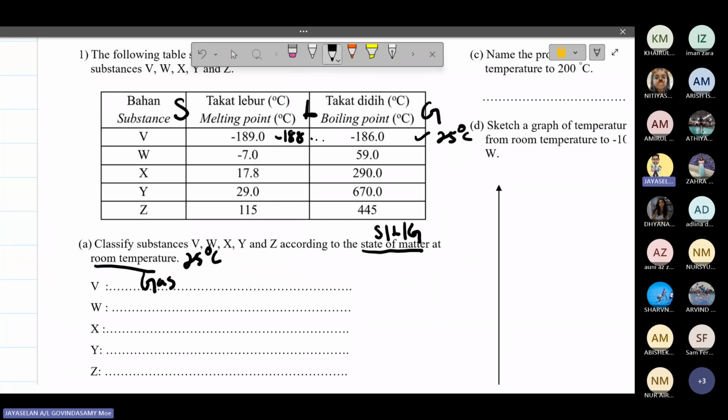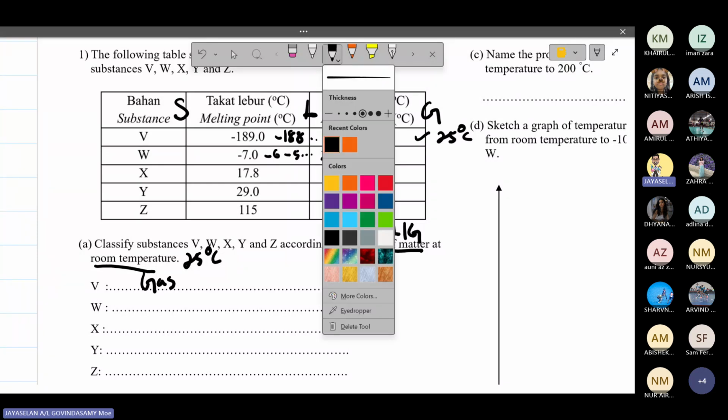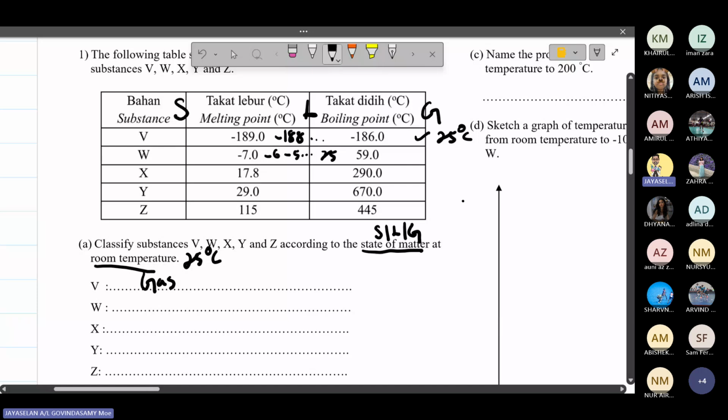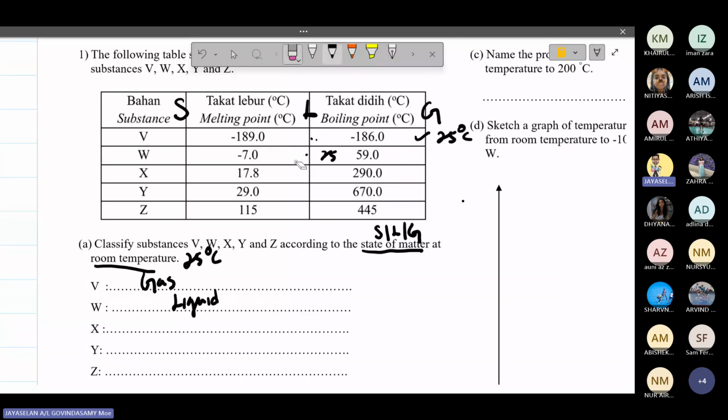Gas. Okay, next one, where is your 25? 25 negative 6, negative 5, dot, dot, dot, 25 will be here lah. So next one, W, the particle in what state? The particle in liquid state. Okay, can I? This is very simple, you know. So I erase all this. Okay, next one. Where is your X? Where is the physical state of X? 17.8, 18.8, 19.8, 25 somewhere here. The particle in liquid state. Okay, liquid state. Okay, next one. Okay, where is your 25?